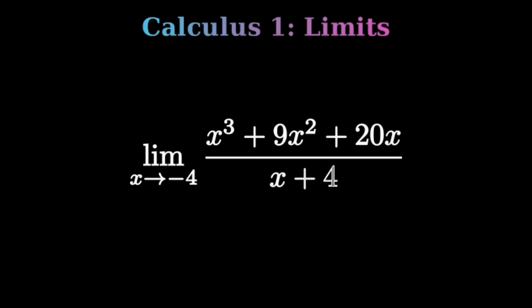Today we're working on calculus 1 limits. Let's get started. Okay, so what we've got here is the limit as x approaches -4 of (x cubed + 9x squared + 20x) over (x + 4).